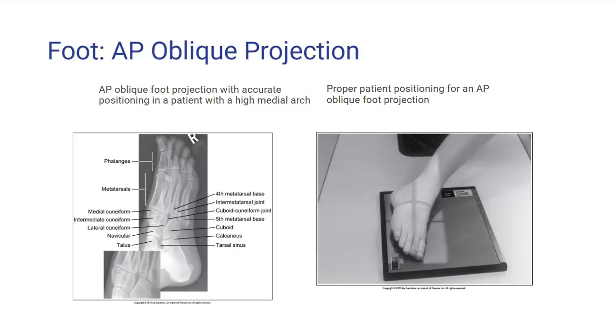Image analysis guidelines for the AP oblique foot projection state that the cuboid cuneiform and 3rd through 5th intermetatarsal joint spaces should be demonstrated as open. The tarsus sinus and 5th metatarsal tuberosity are visualized. The 3rd metatarsal base is demonstrated at the center of the exposure field. The phalanges, metatarsals, tarsals, calcaneus, and foot soft tissue should all be included within the exposure field.